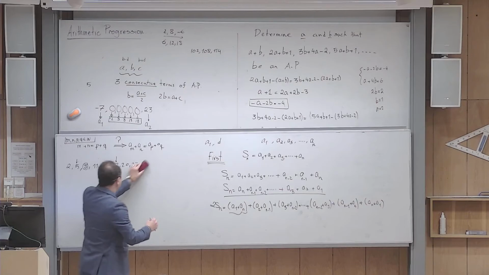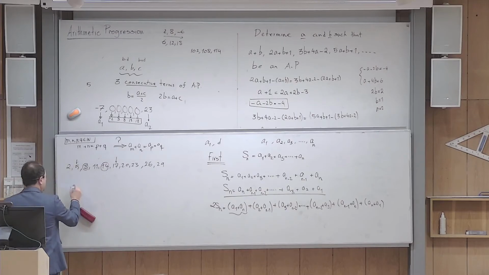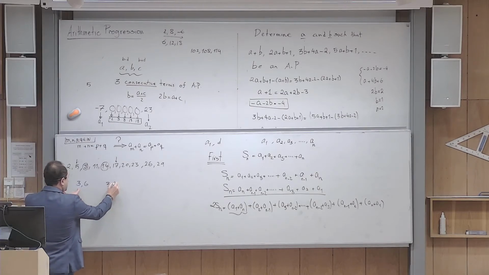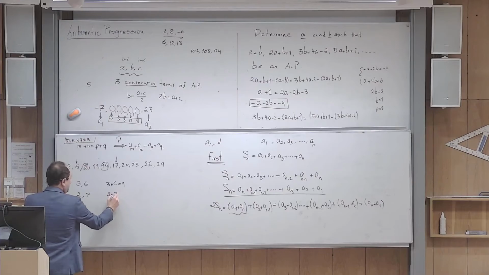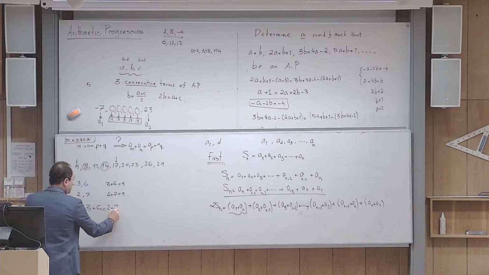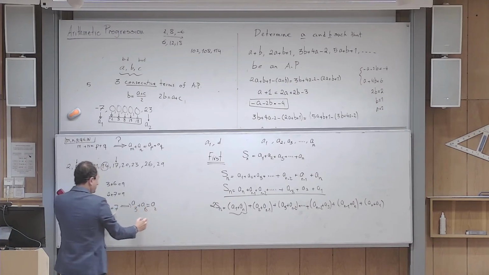So let me just increase it to 26, 29. For example, let me take 2 and 7. Yeah, 3 and 6, for example. Okay, the sum of 3 and 6 is 9. Give me another pair whose sum is 9. For example, 2 and 7. 2 and 7 is also 9. So this means 3 plus 6 is equal to 2 plus 7. This claims that a number 3 plus a number 6 is equal to a number 2 plus a number 7.